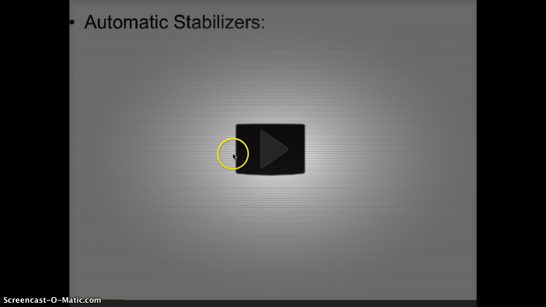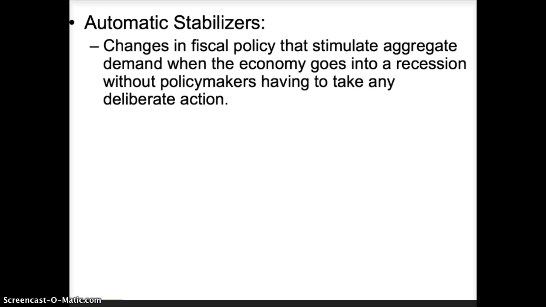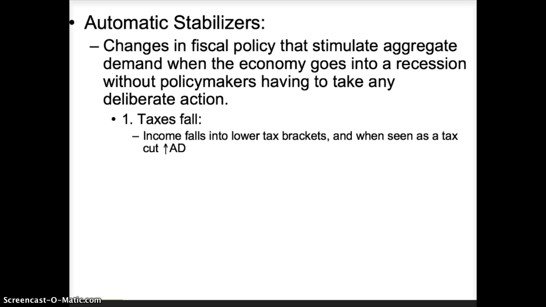Automatic stabilizers are changes in fiscal policy that stimulate aggregate demand when the economy goes into a recession, without policymakers having to take any deliberate action. Automatically, taxes fall. Since we have a progressive tax system, as incomes decrease, people fall into lower tax brackets and pay less taxes. If people view this as a tax cut, then the aggregate demand curve will increase.